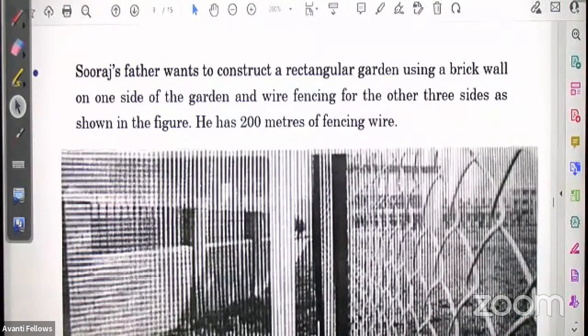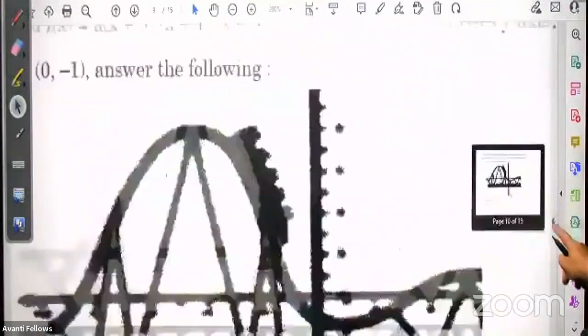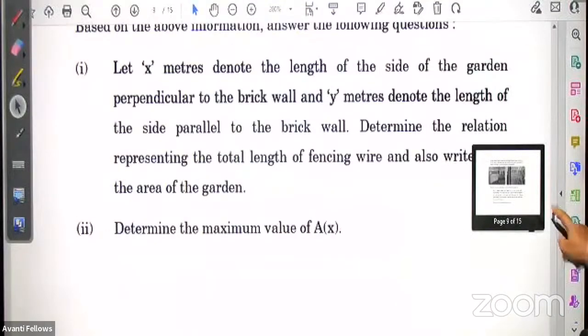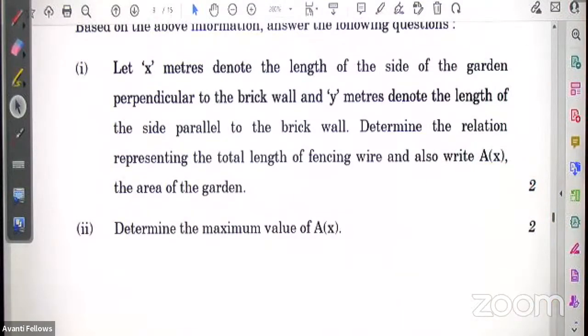So students, I think all of you have noted down this problem. Suraj's father wants to construct a rectangular garden using a brick wall on one side of the garden. Okay, one side he is planning to make a brick wall and wire fencing for the other 3 sides. And he has 200 meters of fencing wire. So this is the given information. So based on the above information, answer the following questions.